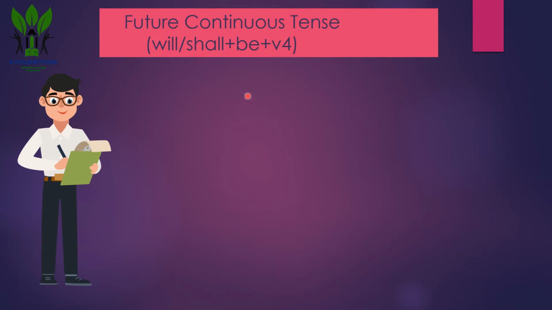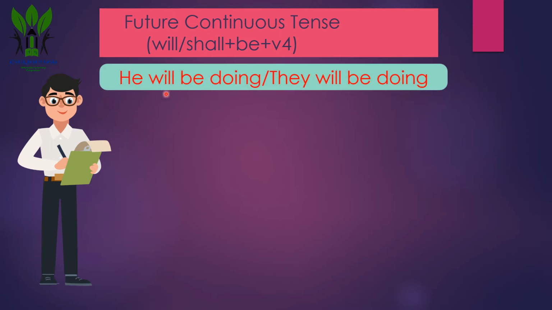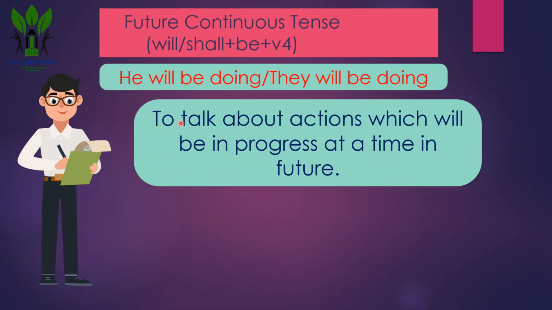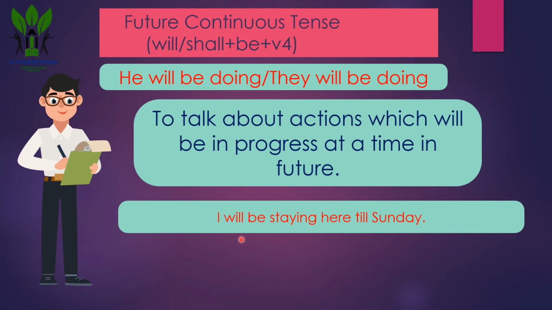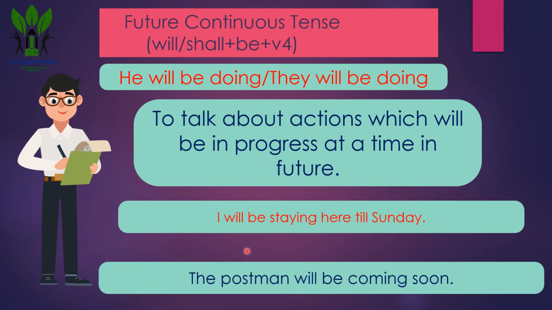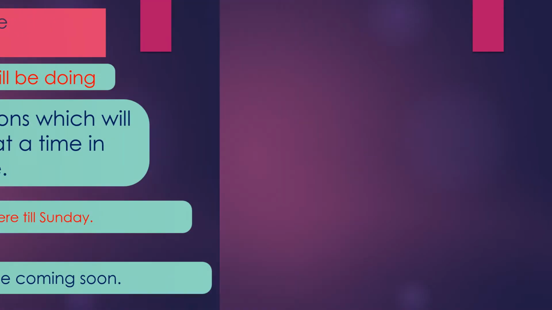Future continuous tense: will or shall plus be plus verb ing. He will be doing, they will be doing. It is used to talk about actions which will be in progress at a time in the future. I will be staying here till Sunday, and the postman will be coming soon. We talk about the future action that will be continued in the future.